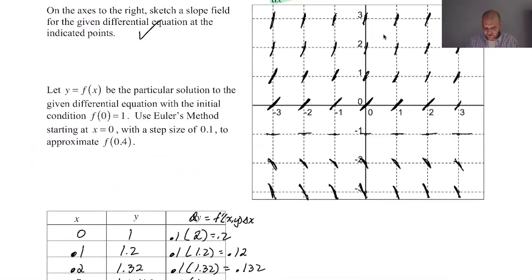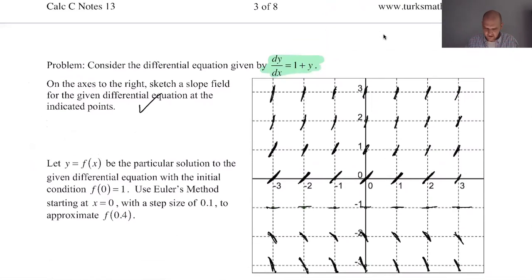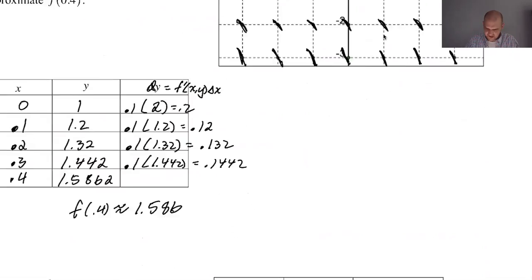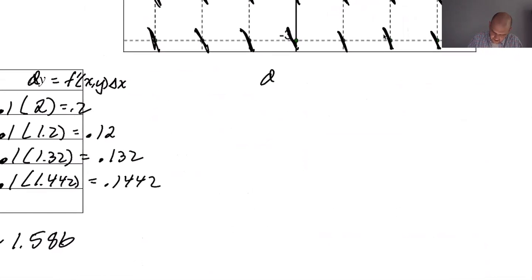So this is actually a differential equation we can solve before I use the calculator. dy/dx equals 1 plus y. Let us solve that. So dy/dx.